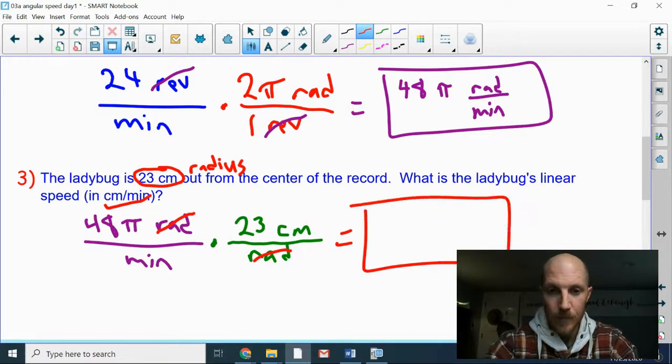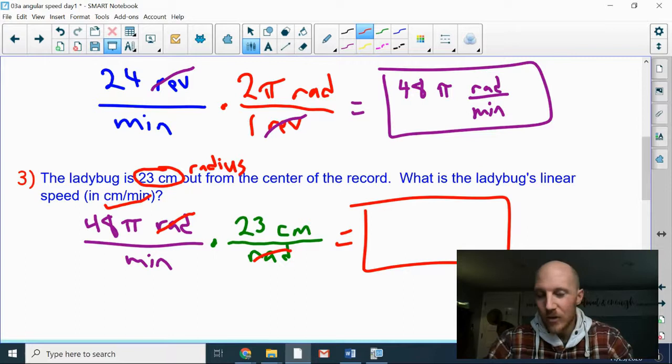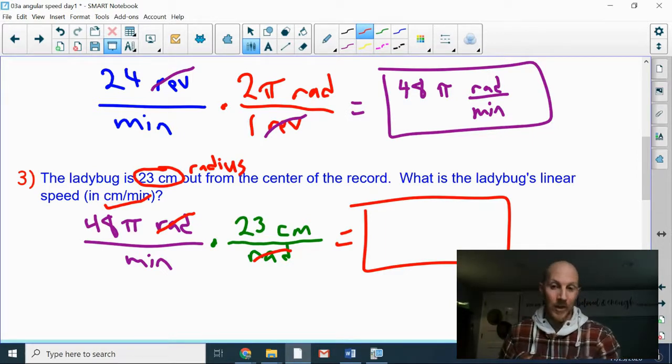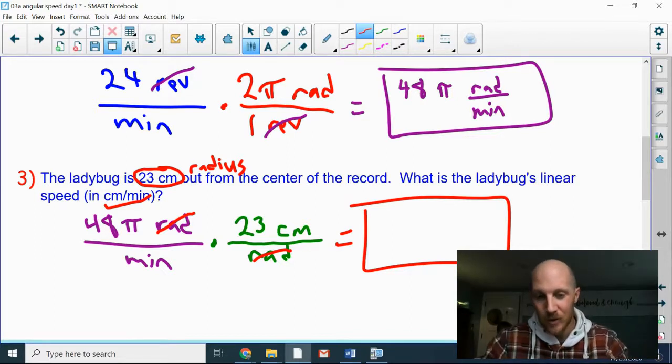Okay, so I'm going to multiply straight across the top, 48 pi times 23, and that will give me my final answer. For linear speed, it would not make any sense to describe how fast your car is driving down the road using pi, right? Your speedometer in your car doesn't have a pi on it, right? Oh, I'm going 20 pi miles per hour. Am I speeding? Who knows? All right, so we're not going to use the symbol pi in linear speed.